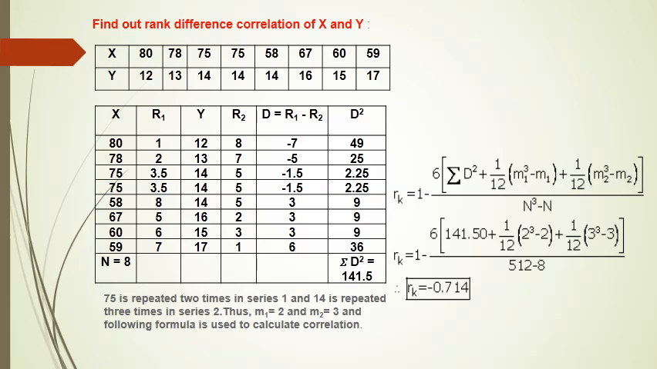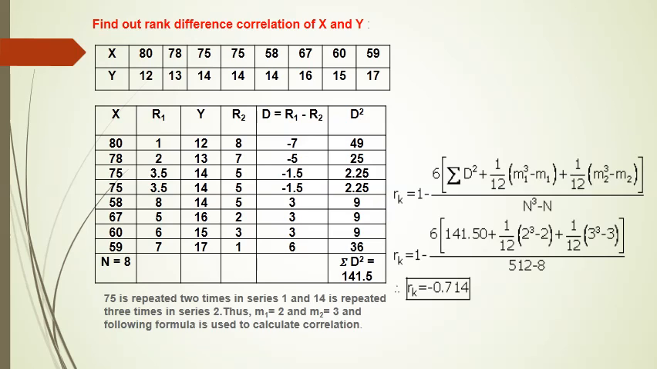Now we check the difference. d is equal to R1 minus R2. 1 minus 8 is minus 7. 2 minus 7 is minus 5. 3.5 minus 5 is minus 1.5. 3.5 minus 5 is minus 1.5. 8 minus 5 is 3. 5 minus 2 is 3. 6 minus 3 is 3. And 7 minus 1 is 6.